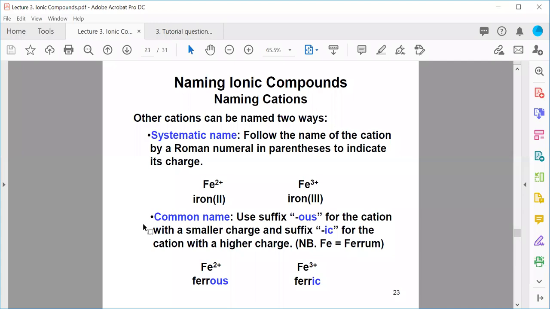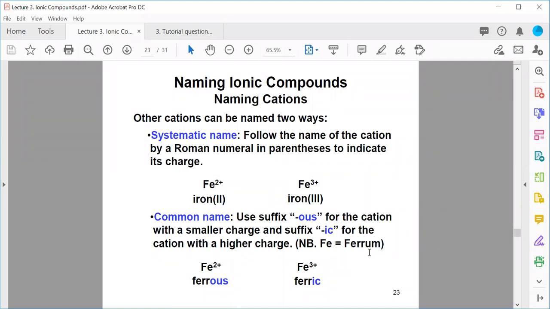All right, so with the common naming system for the same cations, firstly we need to know in this particular case what this Fe actually stands for. In other words, what is the Latin name? The Latin name for iron, and that's written here for you. Fe comes from the name ferrum.